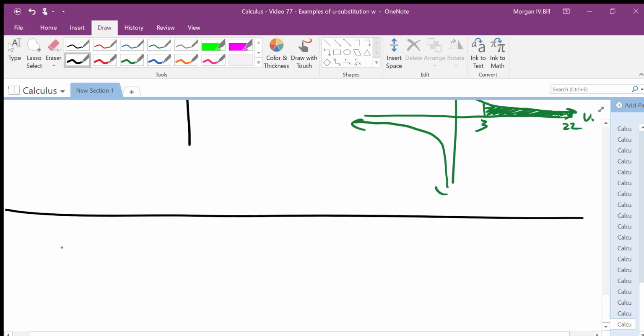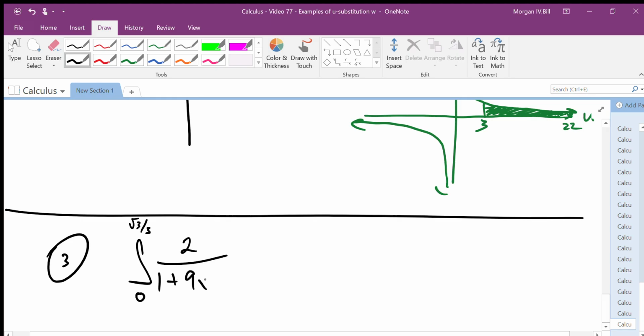Number 3. How about the integral from 0 to root 3 over 3 of 2 over 1 plus 9x squared dx. If you want to, you can pause the video and try this one on your own first before continuing. Okay, hopefully you've tried it, but if not, we'll work this together.